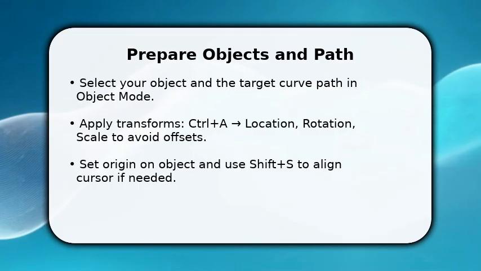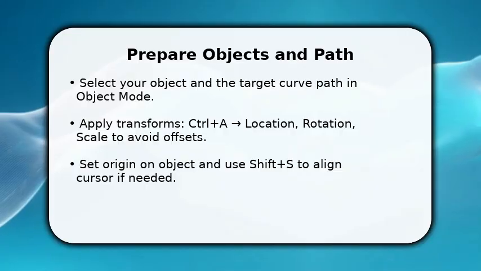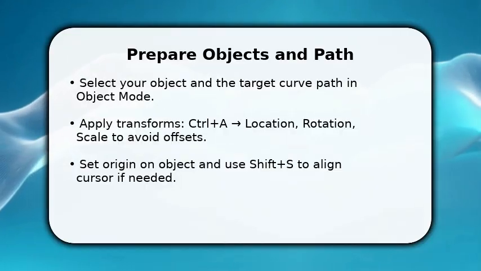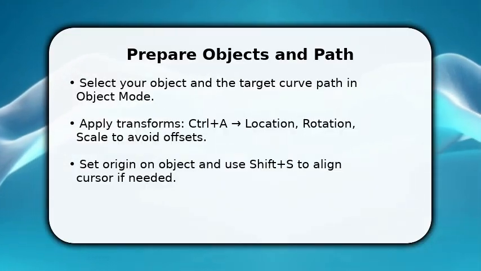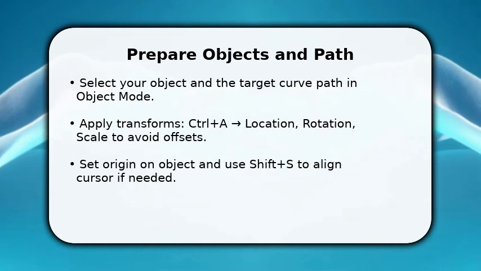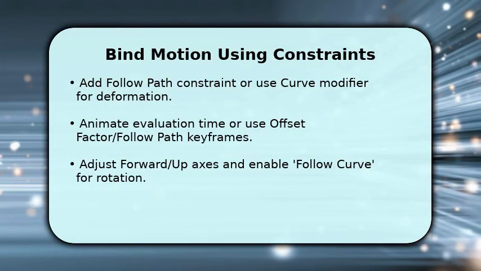Once done, switch to Object Properties, confirm units and frame rate. This keeps motion timing consistent. Make the curve visible and named clearly so you can pick it when adding constraints, and then move to the next step. Now you bind the object to the curve.